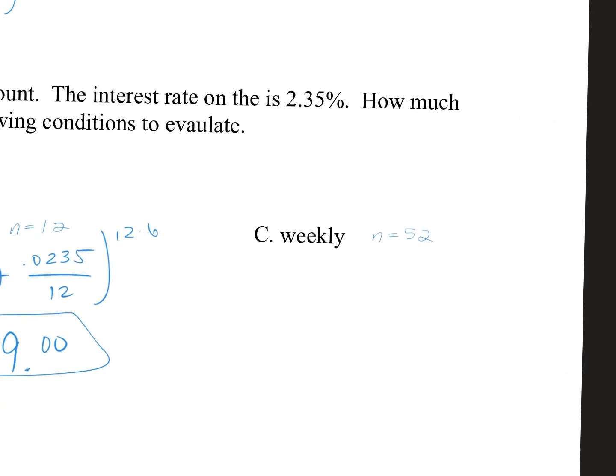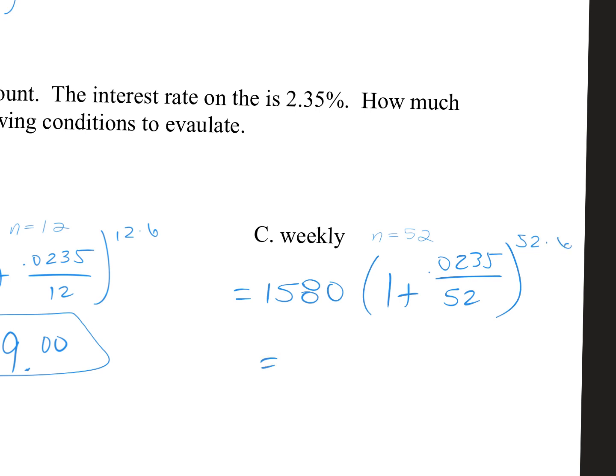All right, so weekly, again, I need to see what you put in the calculator. So 1,580, 1 plus, my interest rate is still 0.0235. This time we're dividing by 52, and we're going to raise it to the 52 times 6. So calculators go: 1 plus 0.0235 divided by 52. Some people are going to think, oh, this number is going to be huge. This number is not going to be huge. 52 times 6. What'd you guys get?